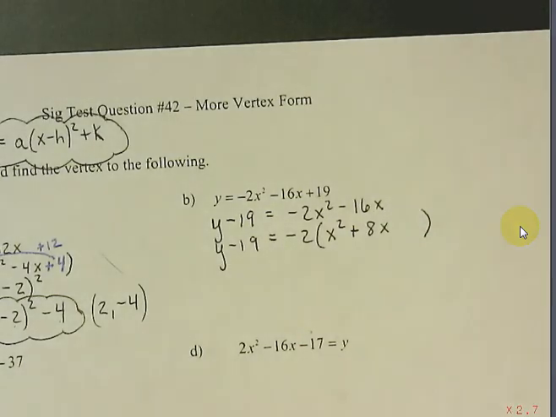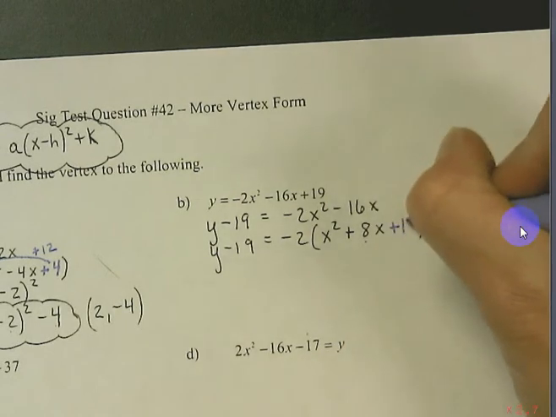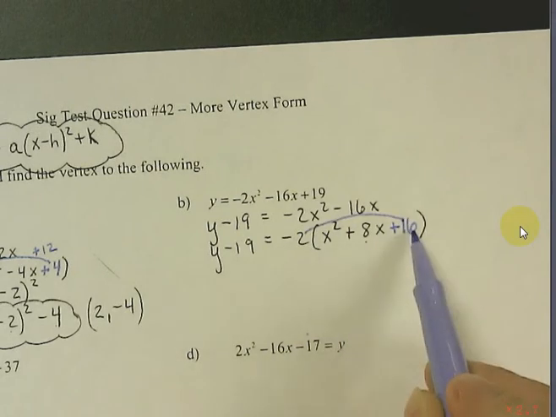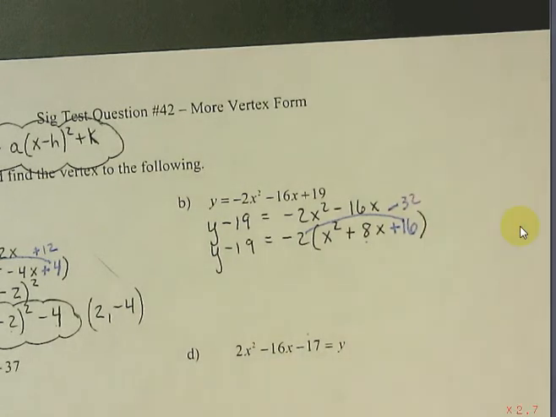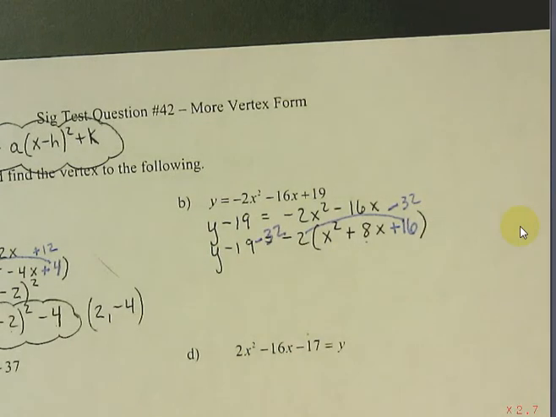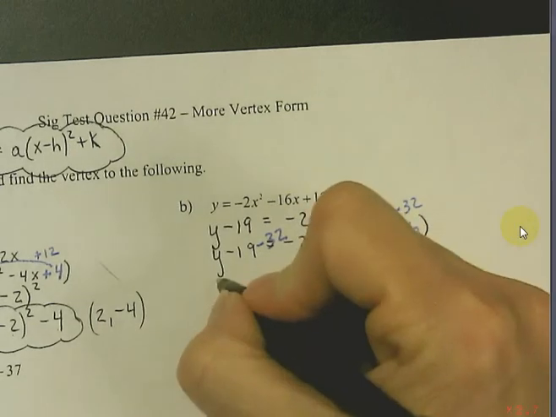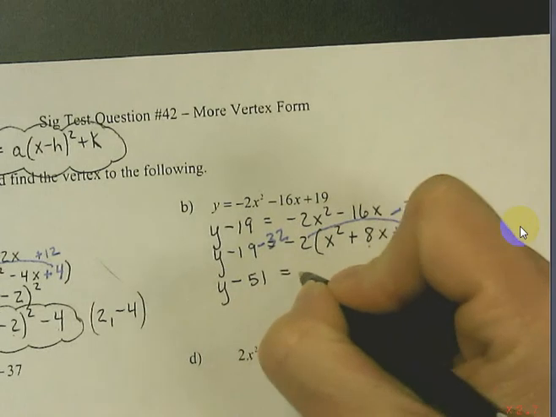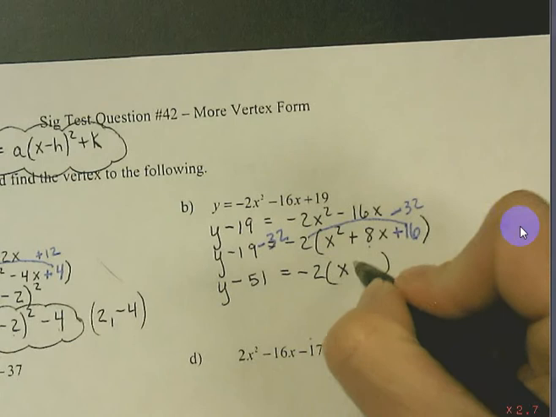Okay. Complete the square on the number on the inside. Half of b is 4, squared is 16. But I didn't add 16 to this side, I actually have 16 times a negative 2, so I subtracted 32 from this side. Balance it out on the other side with a negative 32. So on the left-hand side, we have y minus 51 equals negative 2 times, this should always factor to a perfect square, x plus 4 squared.